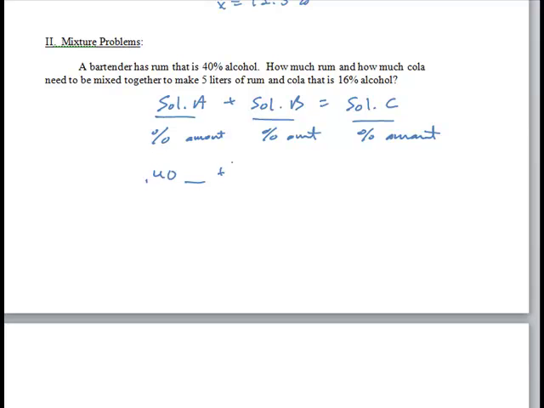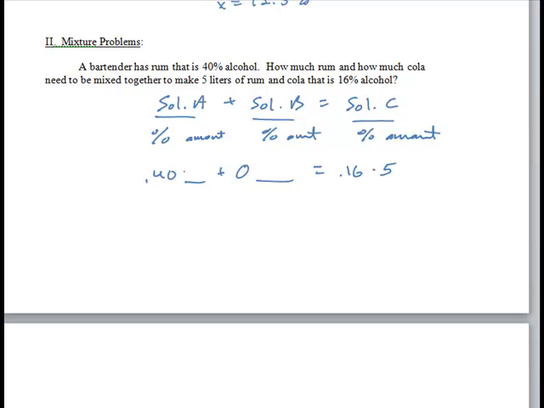Go on to solution B. The percentage of alcohol, obviously cola does not have any alcohol in it, so that would be 0. Once again, we do not know how much cola we need. And then solution C, we're going to form a 16% solution, and we need 5 liters of it. So of these 6 unknown values, 3 percents and 3 amounts, we know 4 of these values directly from the problem. Now we just have 2 unknown values we need to go back and substitute values in for.